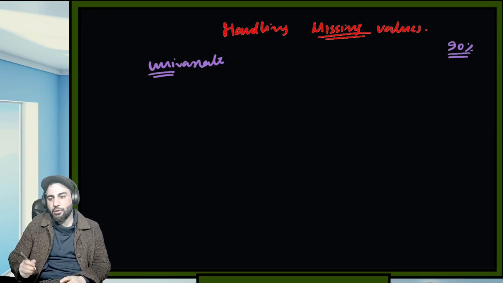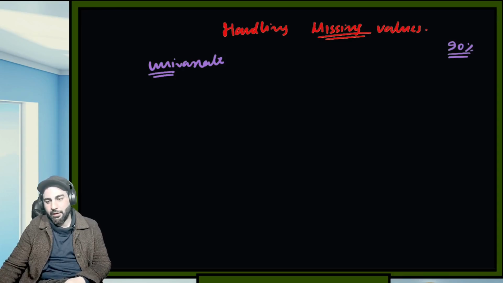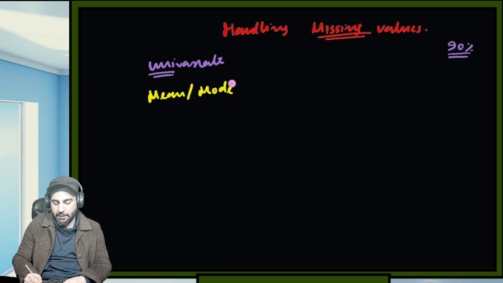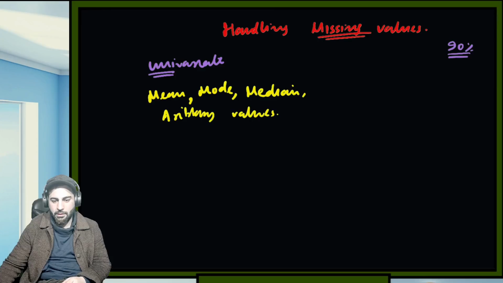The first thing that we saw was univariate imputation, in which we just use one variable, and based on that we impute the values. I think in that we saw imputation by mean, imputation by mode, imputation by median, and also imputation by arbitrary values. Was this it, or have we discussed something else?